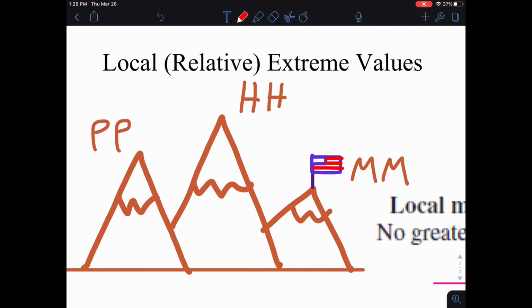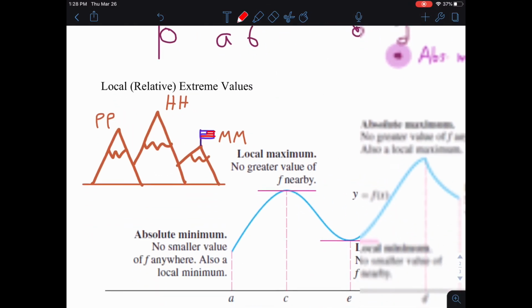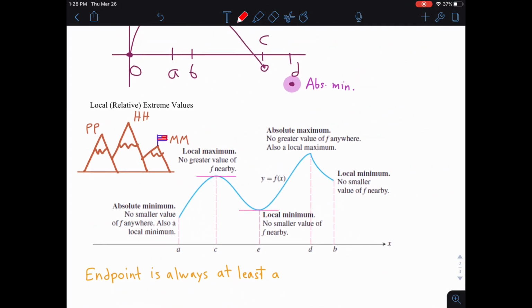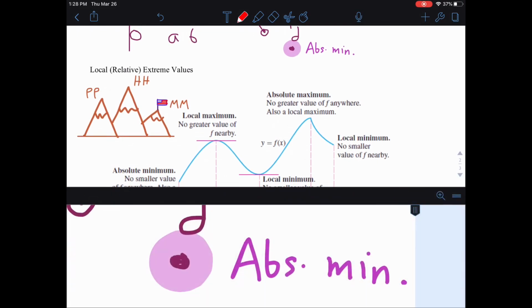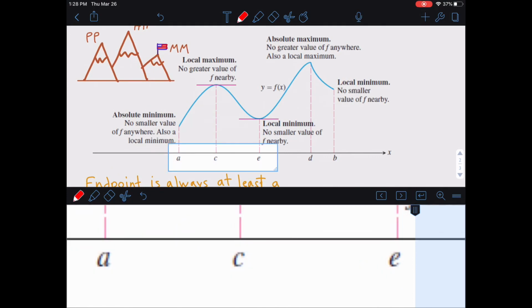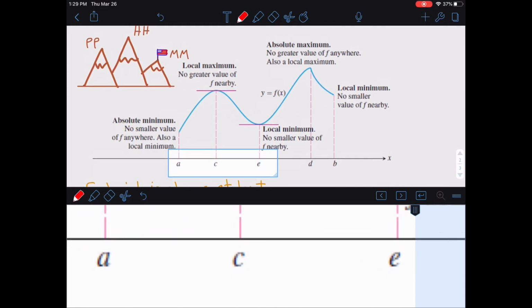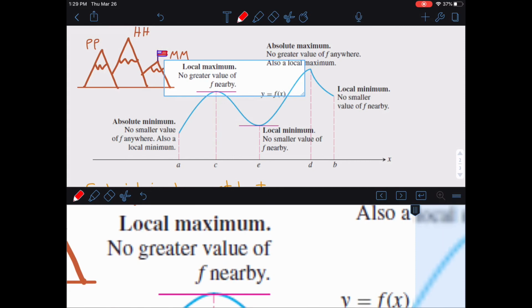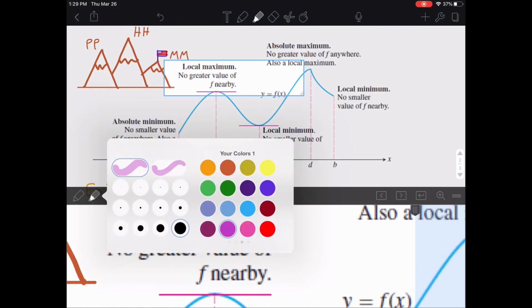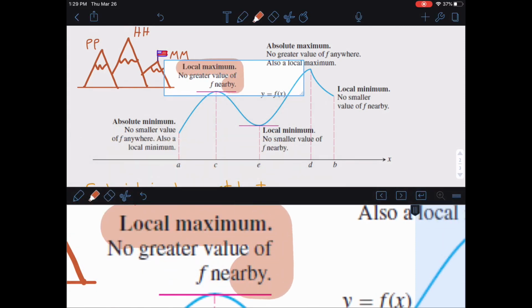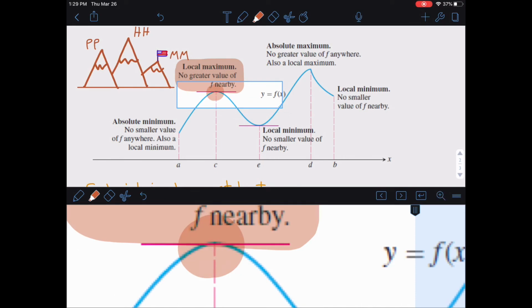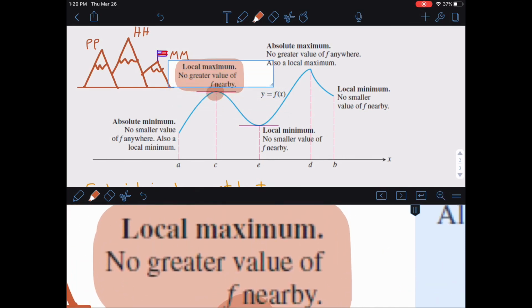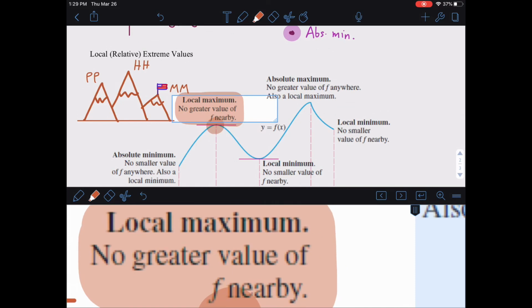Okay, and so if we apply this idea to this function here, we see a few things that are labeled maxes and mins. Let's start with this one at x equals c. At x equals c, this is an example of what we call a local maximum. No greater value of the function nearby, right? It is still the peak of its own little mountain. Is it the highest peak? No, but it's still a peak.